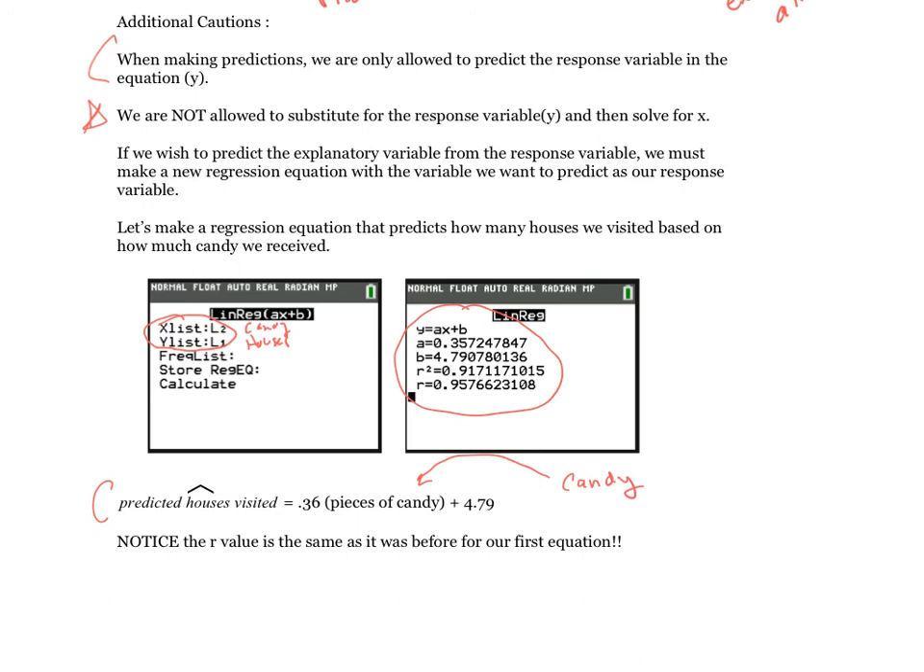Now, an interesting thing to notice: the r value is the same as it was for our first equation. Notice it's 0.96. When we talked about correlation and the r value, remember, we said it didn't matter which variable was x and y, the correlation would be the same. This is a good demonstration of that. By switching the x and y variables, I still got the same correlation. My equation is completely different, okay, but the r value is the same.